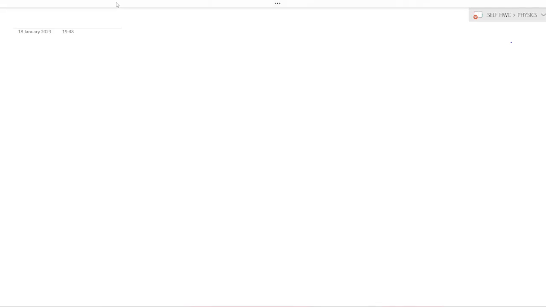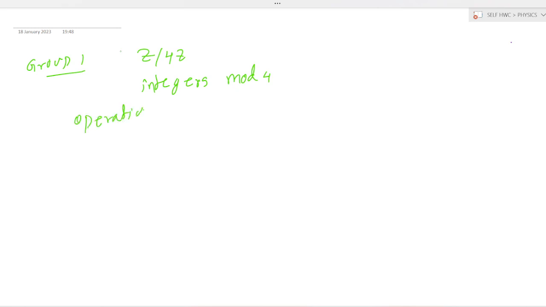This topic is very, very important, okay? This topic is some most important. Group one: Z4, okay? Integers mod 4, okay? And the operation is addition, okay?